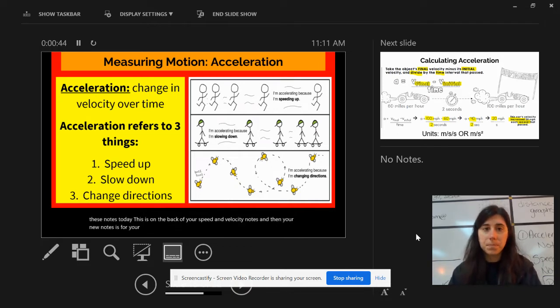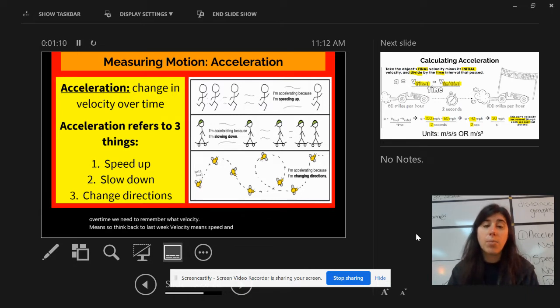Okay. So your acceleration, you do need to know your definition, what it refers to, and your equation. So the definition for acceleration is a change in velocity over time. Now, because acceleration is a change in velocity over time, we need to remember what velocity means. So think back to last week. Velocity means speed and direction.